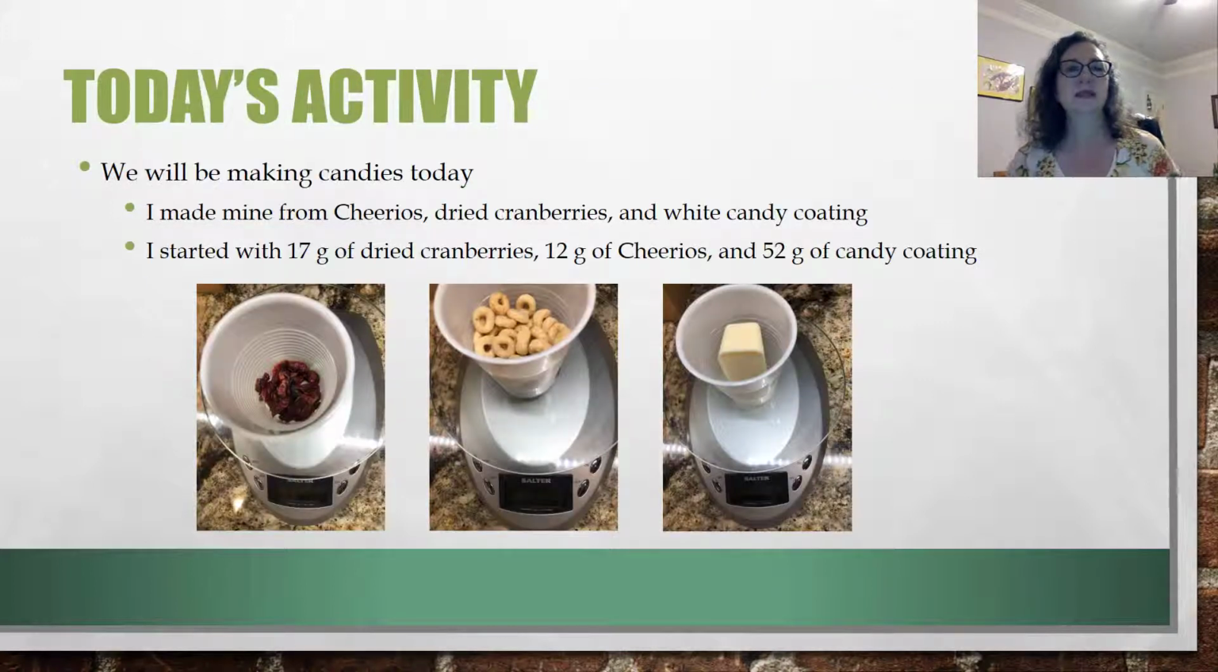So in today's activity, we're going to be making candies. Now, I encourage you to do something along with me, but you don't need to. So I made mine from what ingredients I could find on hand that would be simple and still taste good. So I used Cheerios, dried cranberries, and some white candy coating. I had 17 grams of dried cranberries, 12 grams of Cheerios, and 52 grams of candy coating.